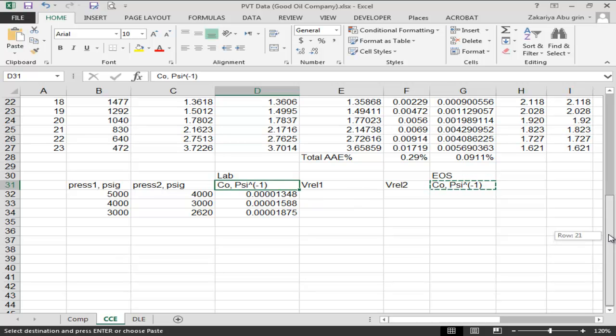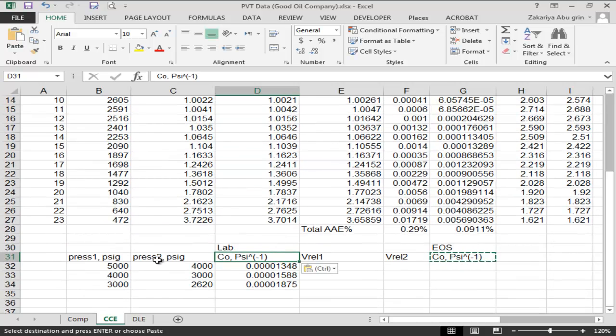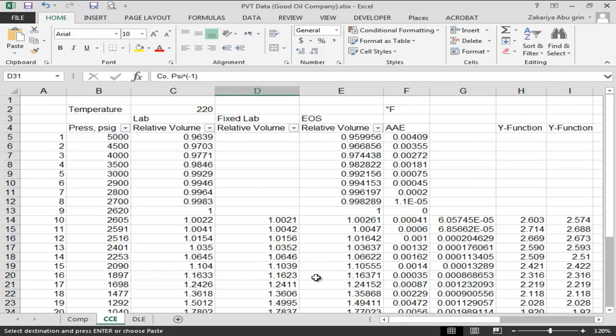So now we have to take the relative volume at this pressure, at 5,000 and then at 4,000, and put them here and so on. We can find that in the equation of state values here, relative volume from equation of state. So we need these values here: 5,000, 4,000, 3,000, and this, which is 1.